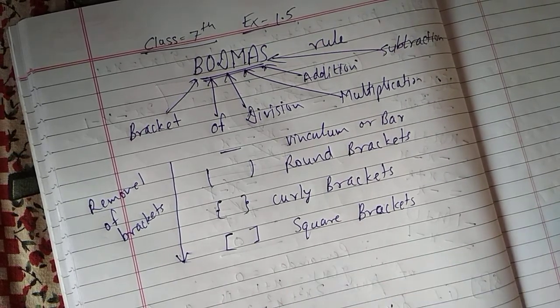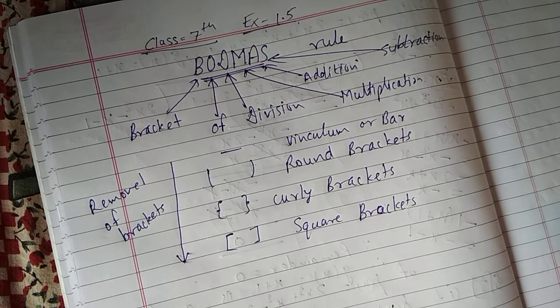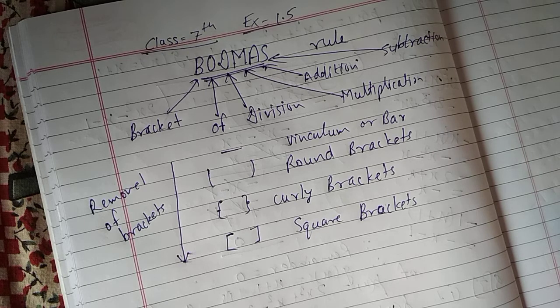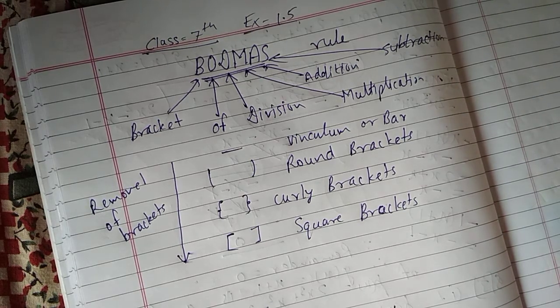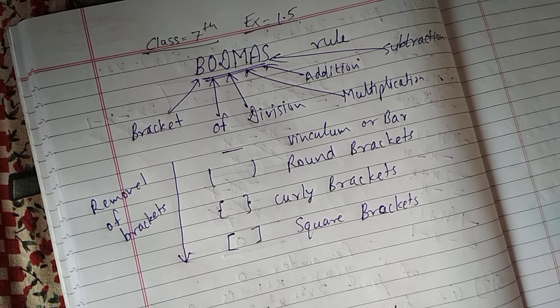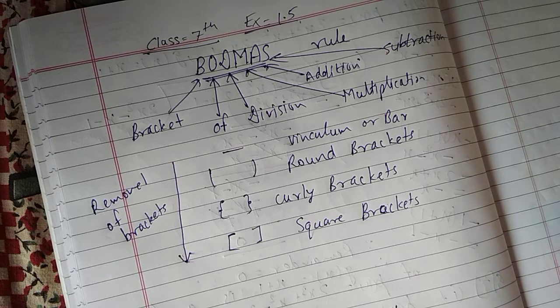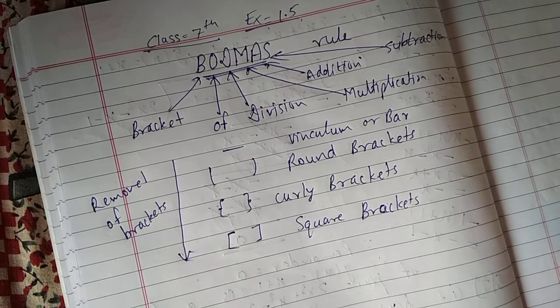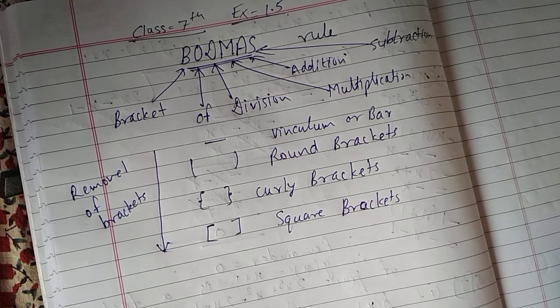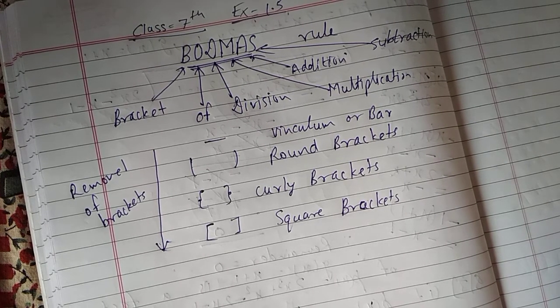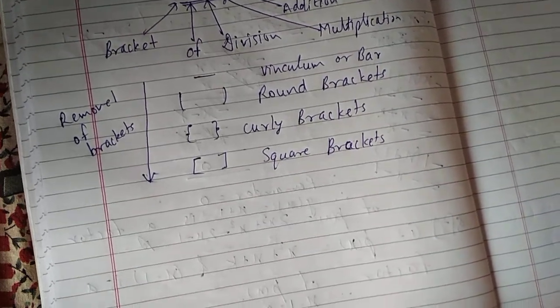This is the BODMAS rule to solve the questions with multiple operations. That means if any question contains addition, subtraction, multiplication and division or more operations, then we have to use the rule BODMAS for solution. Now this BODMAS rule will be clarified by solving questions. We are taking some examples.